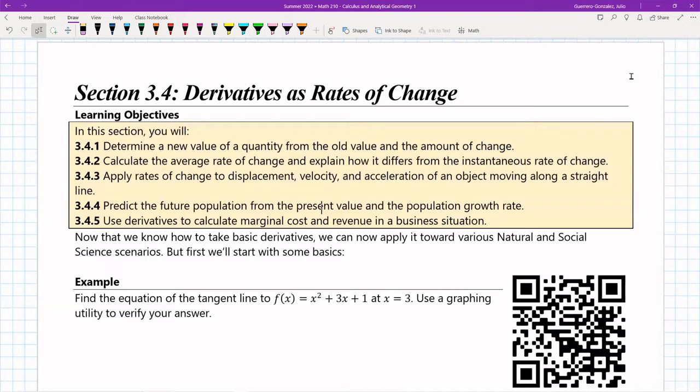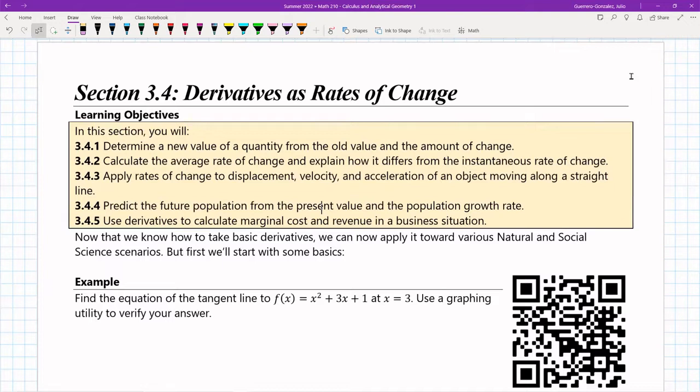In section 3.4, we're going to delve a little farther into the idea of a derivative as a rate of change. If you remember from sections 3.1, 3.2 and 3.3, the derivative is the instantaneous rate of change at a specific point, or the slope of the tangent line at a specific point. In section 3.4, we're going to start attaching natural and social science scenarios to this, so we can see how it's used in the physical world.